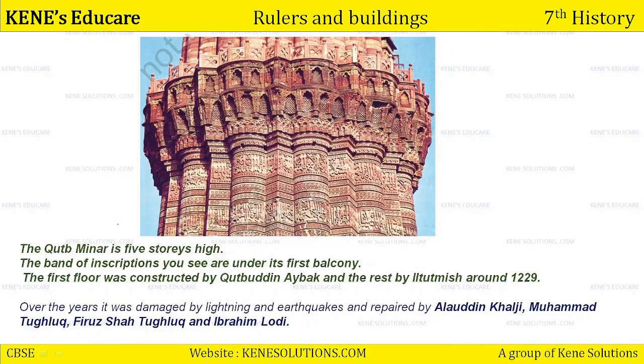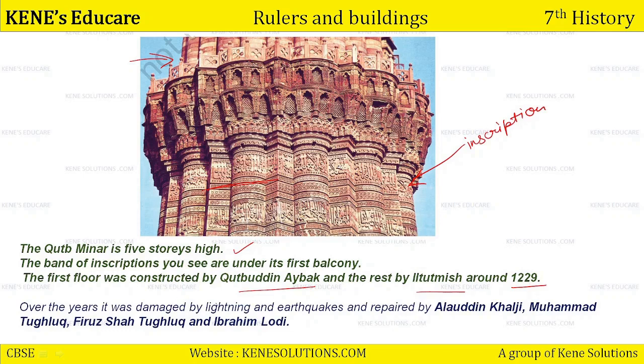Reading more about the Qutub Minar, the beautiful architecture. The Qutub Minar is 5 stories high. Okay, the band of inscription you see are under its first balcony. तो ये जो inscription दिख रहा है ना, ये first floor की balcony है और इसके नीचे ये inscription है. This is the inscription. Okay. The first floor was constructed by Qutbuddin Aibak, the founder of the Mamluk dynasty in the Delhi Sultanate time period, and the rest of the Qutub Minar was built by Iltutmish around 1229.